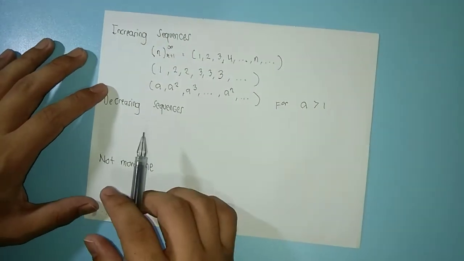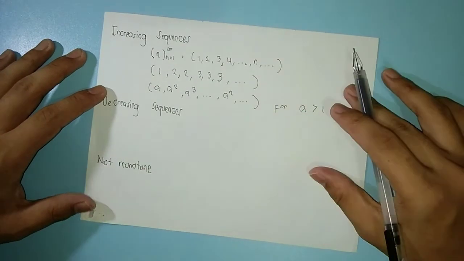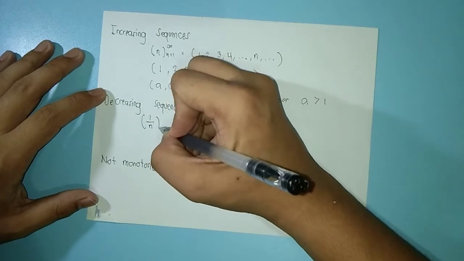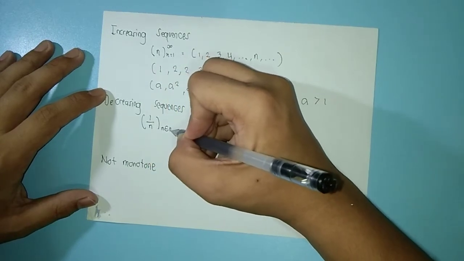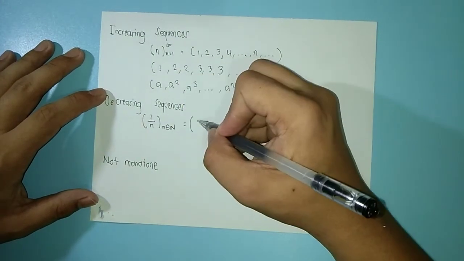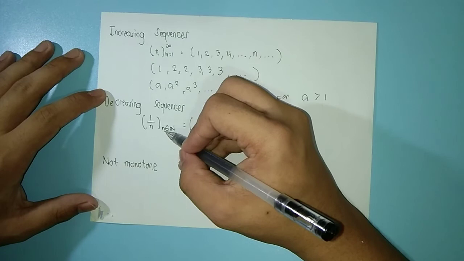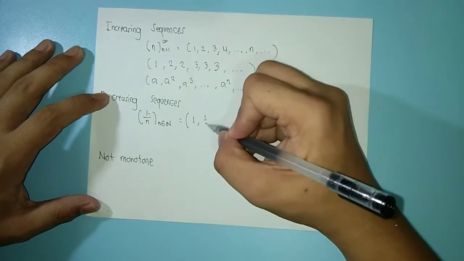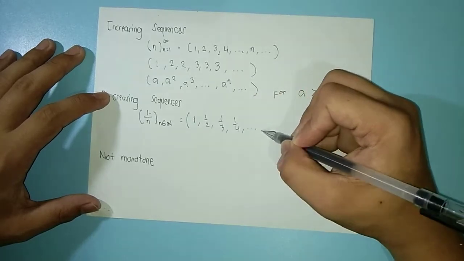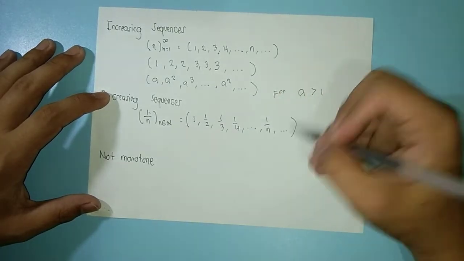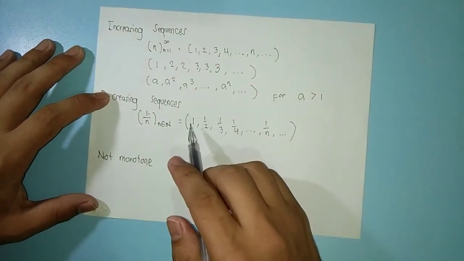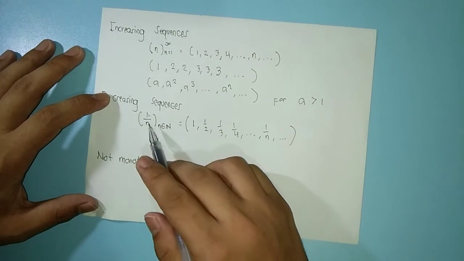So doon naman tayo sa decreasing sequences. So for decreasing sequences, for example, let's have 1 over n, n element of natural numbers. So pareho lang yan. That is equal to 1 over 1 or 1. Tapos if n is equal to 2, magiging 1/2. Tapos n equals 3, magiging 1/3. Then 1/4 and so on. Okay? So as you can see, nagde-decrease yung ating value ng a sub n, yung 1 over n, as n becomes larger.